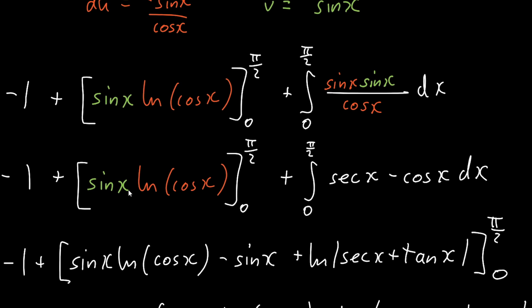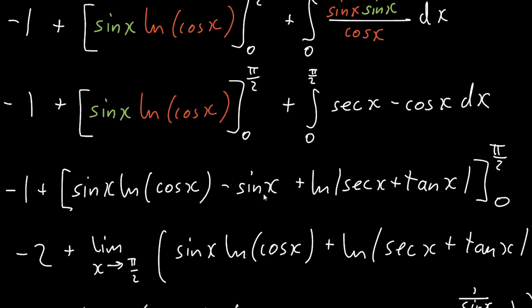So now, if we group this together with what we had before, we're going to evaluate this big thing here between 0 and pi over 2. Now, we can evaluate this at 0 just fine. I think it actually ends up just becoming 0, right? So we have sine x becomes 0, sine x becomes 0, and then we get ln 1, which is 0, yeah. So at 0, this is 0, so we just want to find the limit as this approaches pi over 2. And we already know that minus sine x is going to be minus 1. So we really just have minus 2 plus the limit as x approaches pi over 2 of sine x ln cos x plus ln sec x plus tan x.